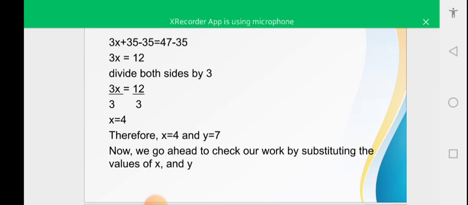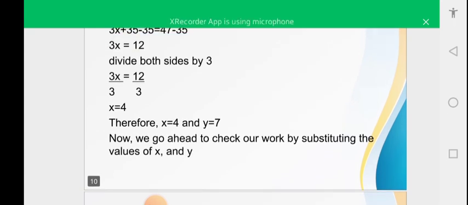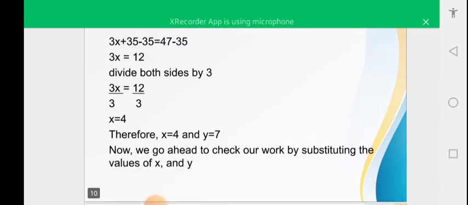Good. We can go ahead now to check our work by substituting the values of x and y, which I hope you can do. Please do it as an exercise. You check it and see, are we correct or not?